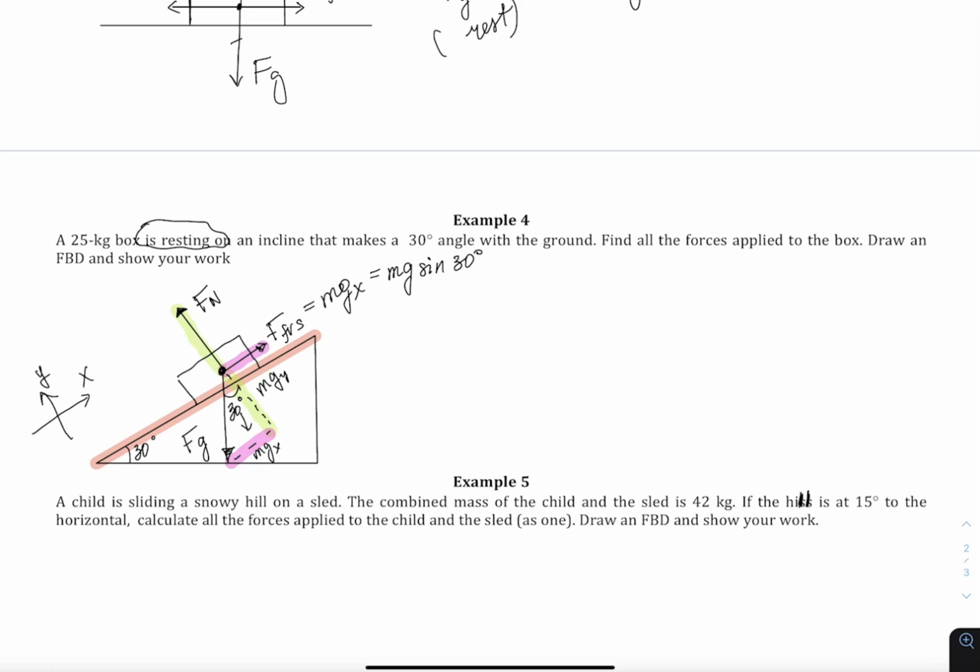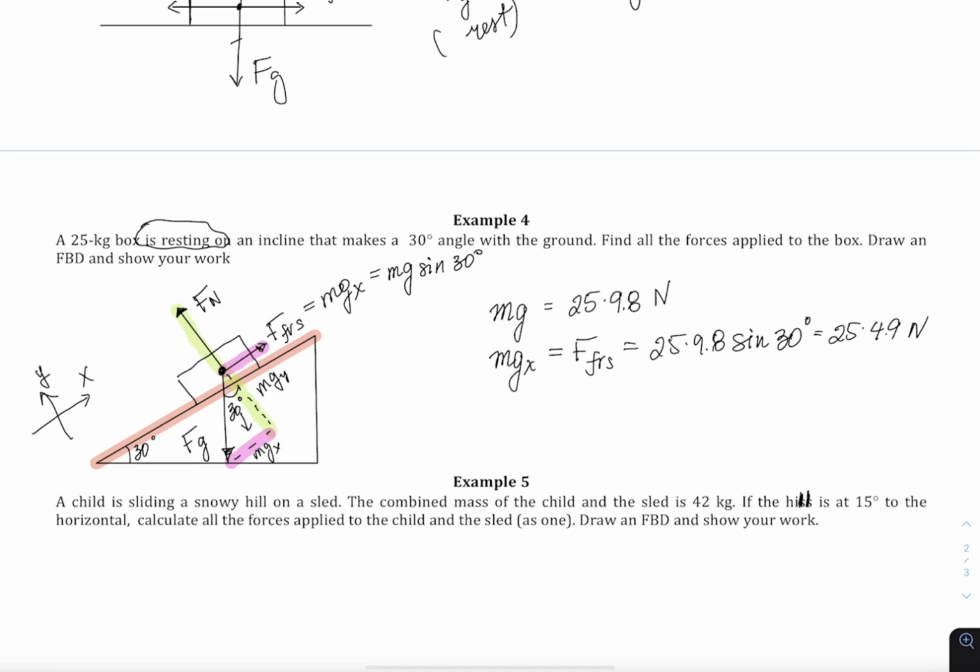Now, if I were to calculate them, mg is going to be 25 times 9.8 newtons. Then mgx, which will be equal to force of friction static, will be 25 times 9.8 times sine of 30, which is half. So basically 25 times 4.9 newtons. And then force normal would be equal to mgy, and that will be found as 25 times 9.8 times cosine of 30 degrees. So 245, I believe, root 3 divided by 2. And that is it for that part.